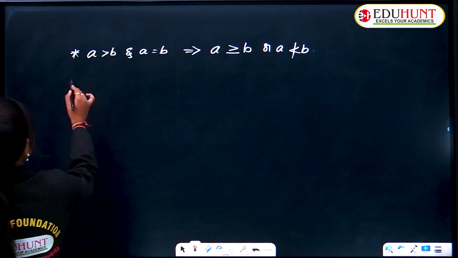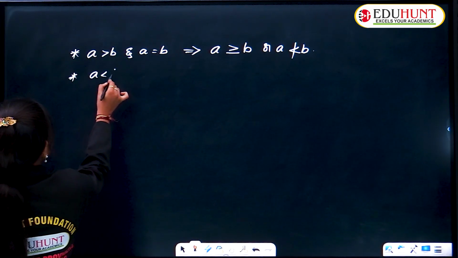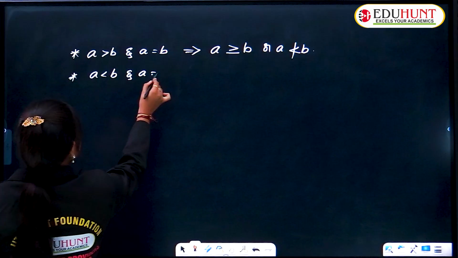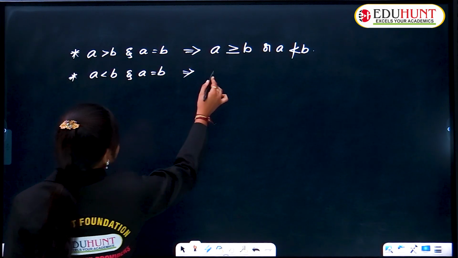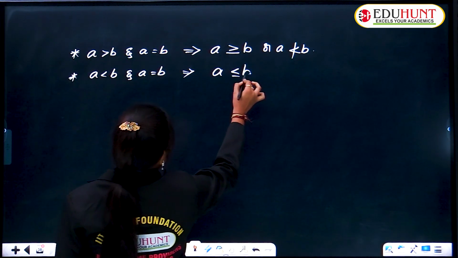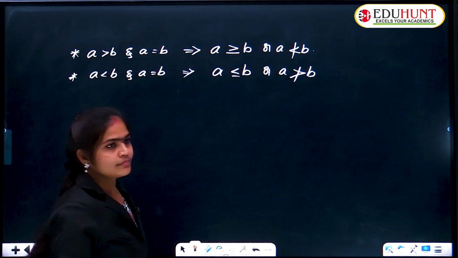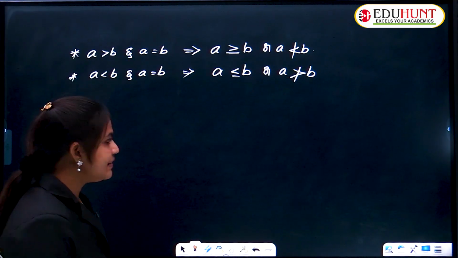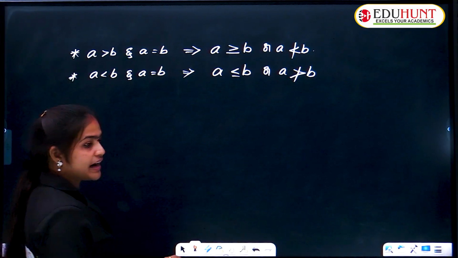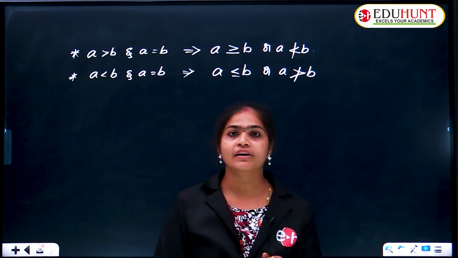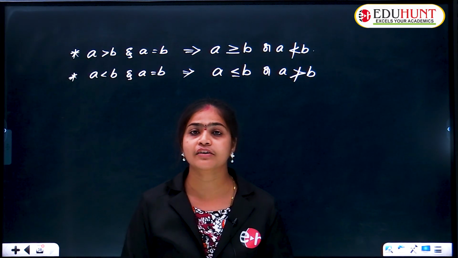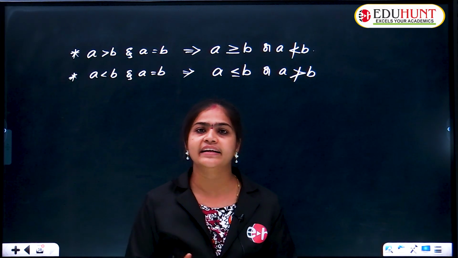In the same way, A is less than B and A is equal to B. How can we represent this? A is less than or equal to B, or A is not greater than B. Understood? And in the same way, how to write the domain for inequations.